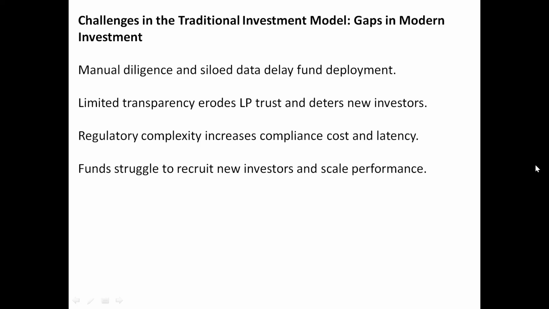Also, the most significant thing they want is to recruit new investors, especially since I think the current investing market situation is tough. So recruiting new investors and scaling performance to get more revenue are challenges. I'm trying to focus on these challenges and on how agentic AI can support this. This is one of the frameworks I'm developing.